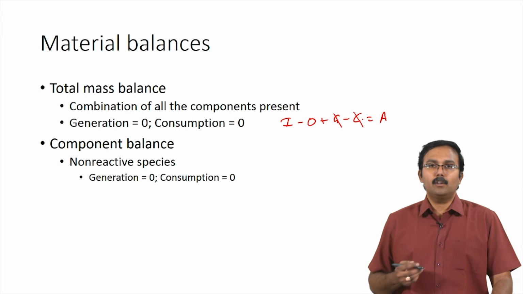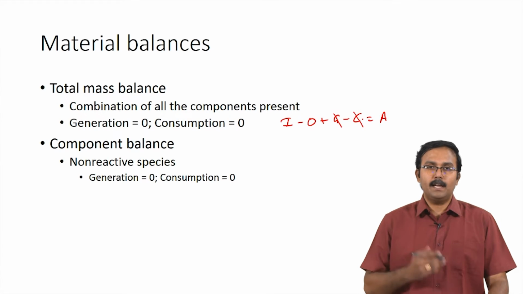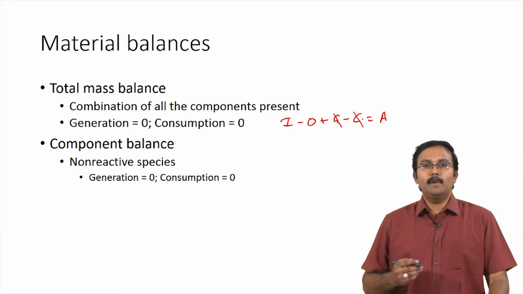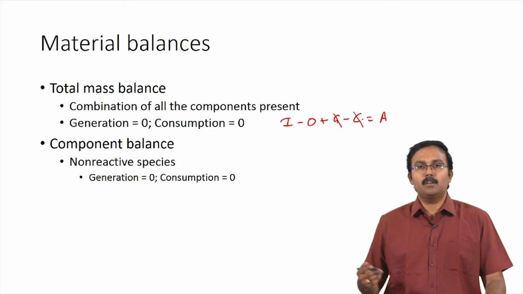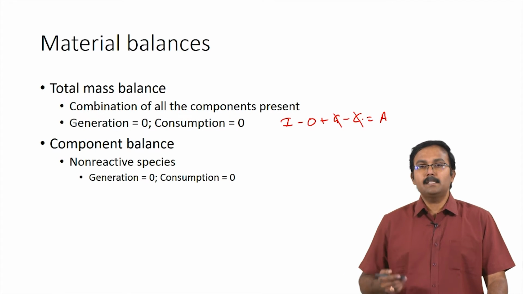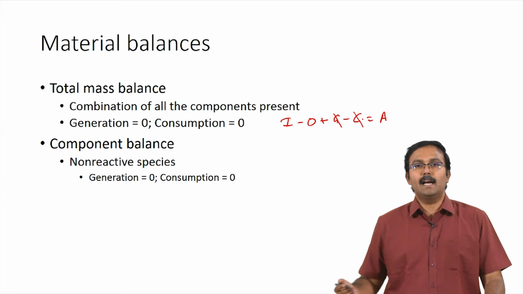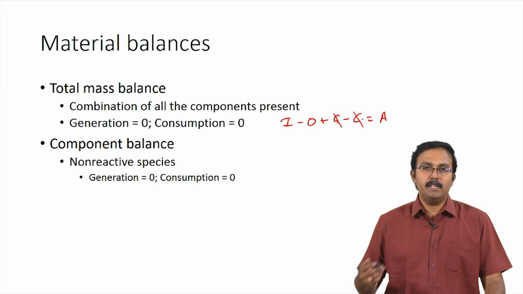You can also write component balances. So, these are basically for individual components which are entering and leaving the system. You might have multiple components which are entering and leaving the system, and we can write separate balances for each of these components. Some of these components can be non-reactive. When they are non-reactive, you do not have any generation or consumption of that component. However, if the reaction is taking place and the components are taking part in the reaction, then we will have to account for the generation and consumption terms of these components.